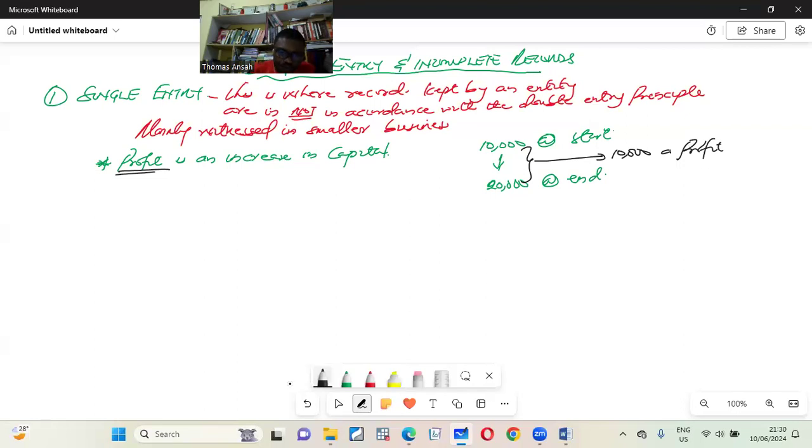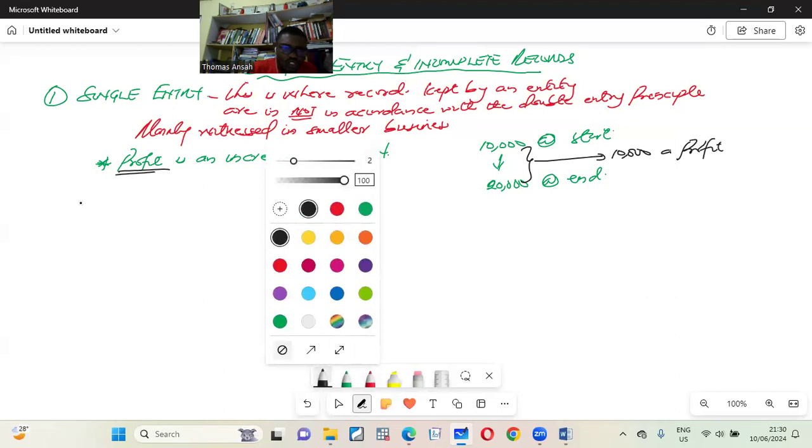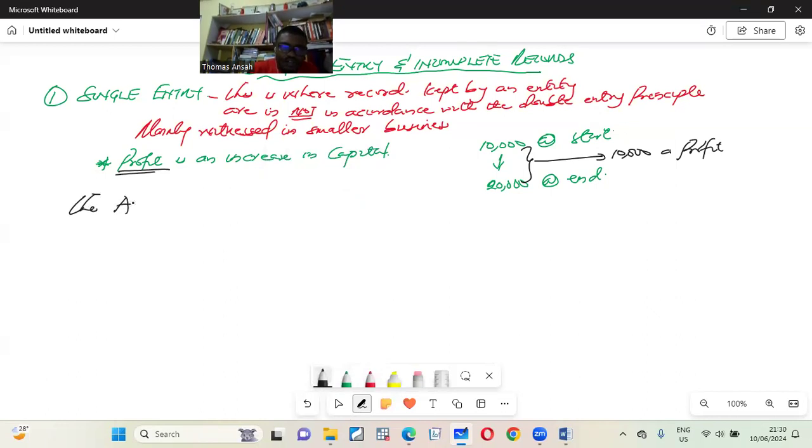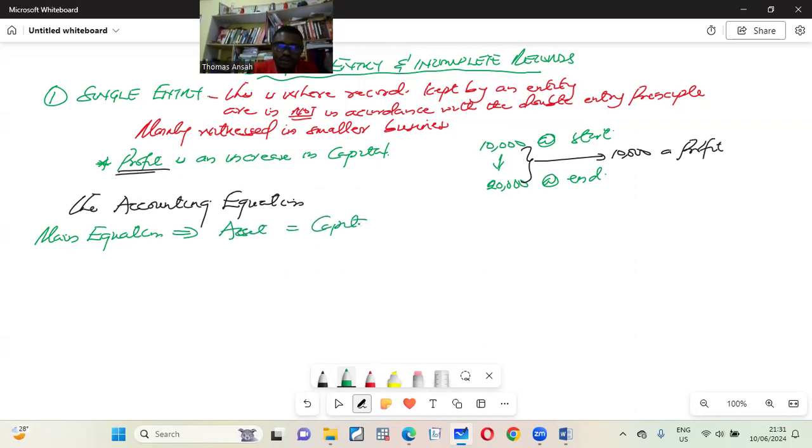So remember, we said that the accounting equation, that is in the very first video that we started this whole process of accounting with. We have the main accounting equation, which tells us that asset is equal to capital plus liability. So that is the main equation. The main equation tells us that asset is equal to capital plus liabilities.